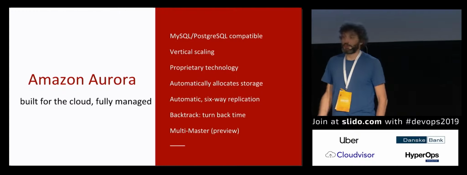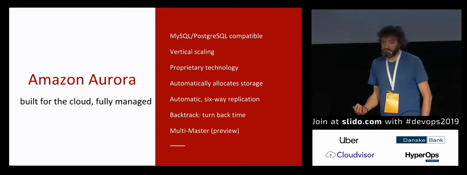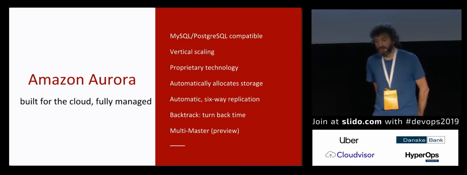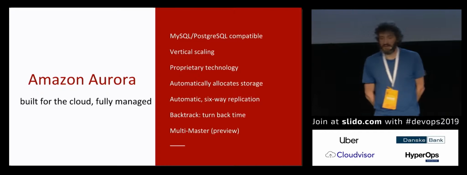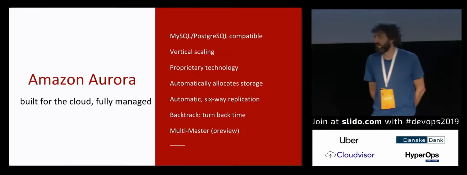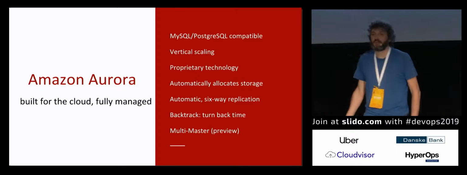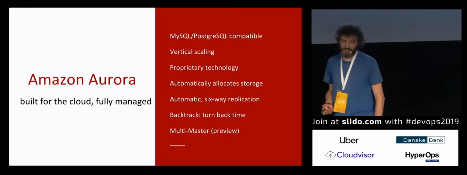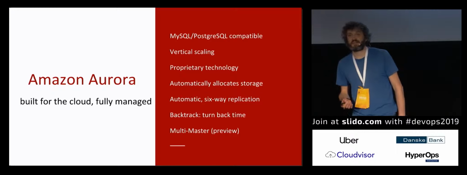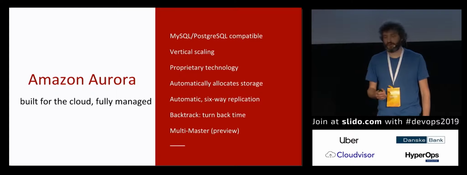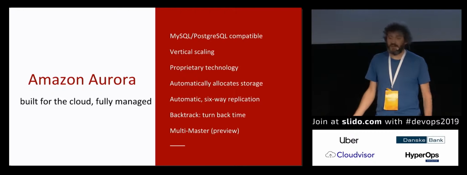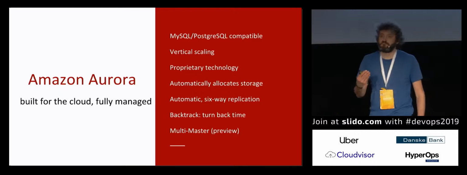There's still a third option that is more recent, from a few years ago, which is Aurora. Aurora is basically a fork of MySQL, originally only for MySQL 5.6, now 5.7 as well. It's basically built for the cloud and fully managed. What does that actually mean? At the moment it's just for MySQL and Postgres, and it provides, again, vertical scaling as RDS does, but with some other benefits.